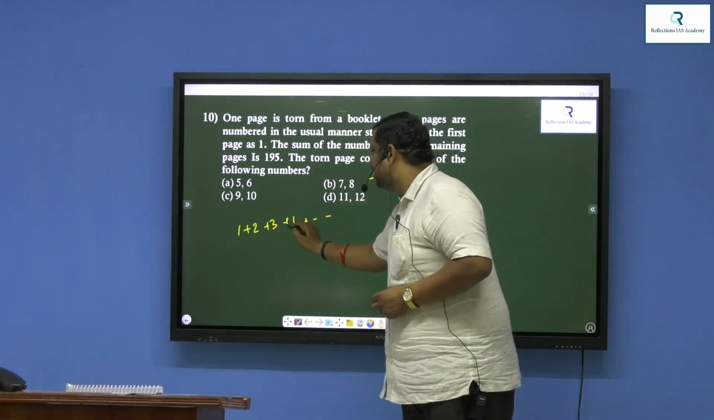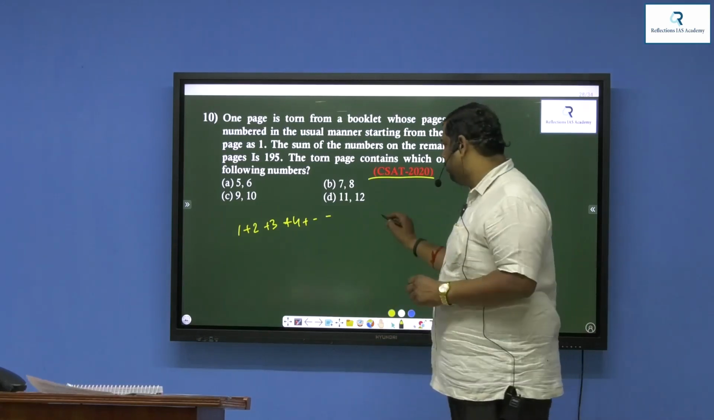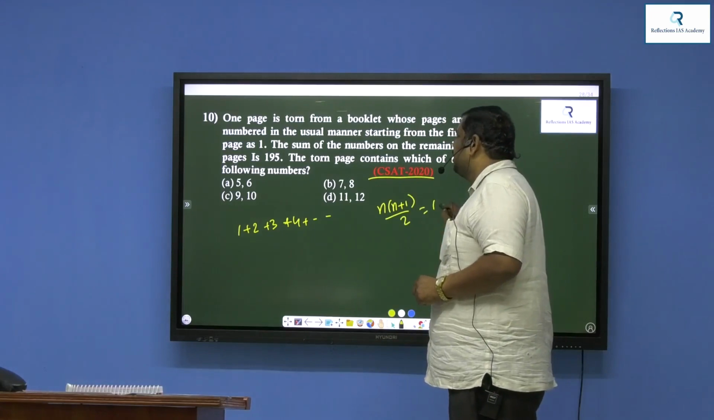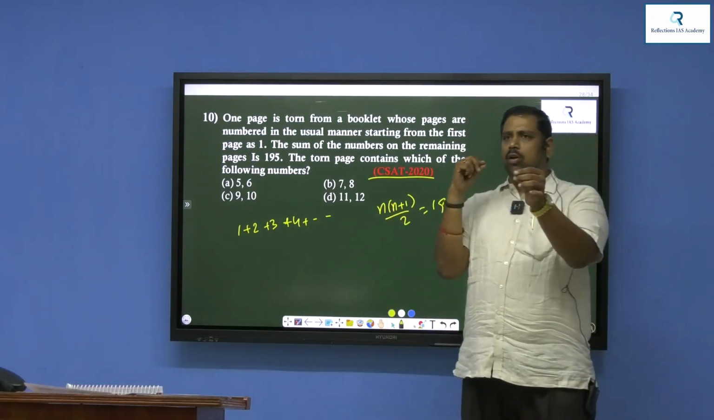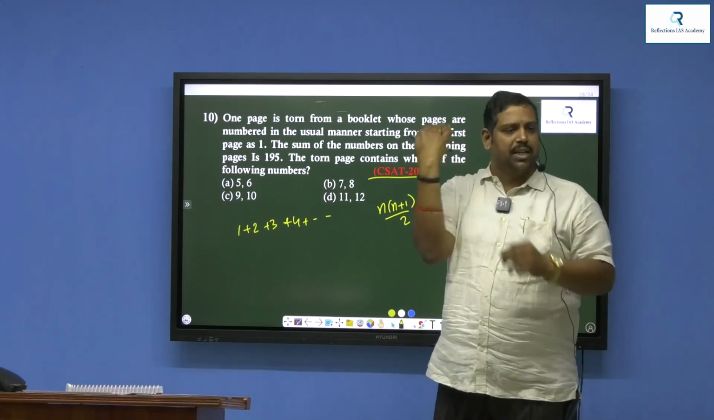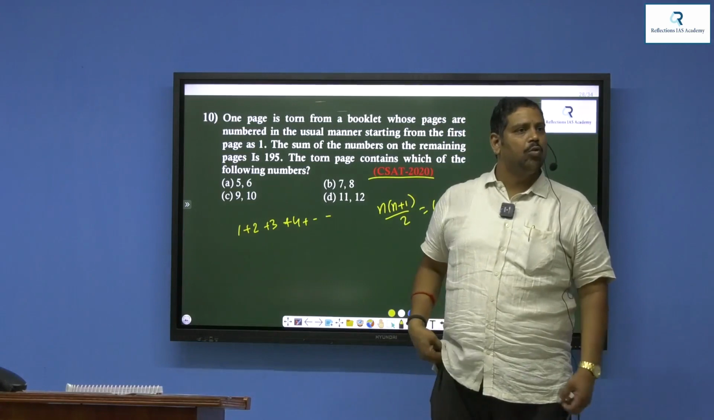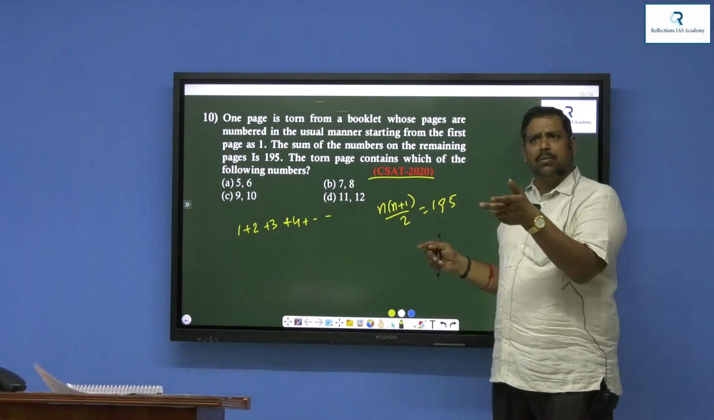Here, it is the sum of the first n natural numbers. How much will it be? n into n plus 1 by 2. Actually, it has a small error. Because one page was torn, 2 consecutive numbers will be missed. Yes or no? Yes. That is why this is not absolute, it is approximate.